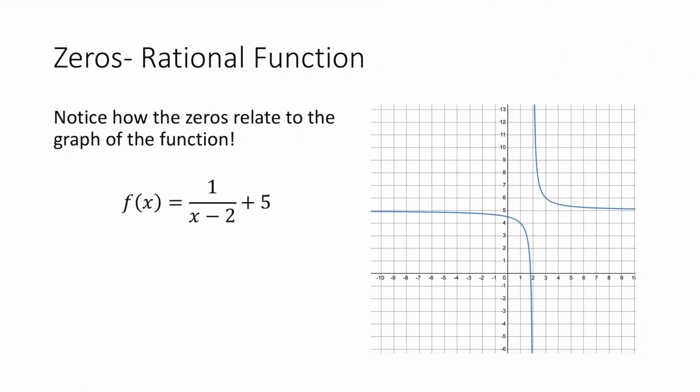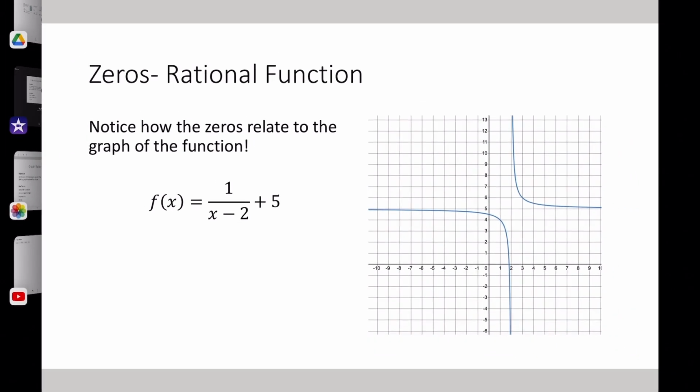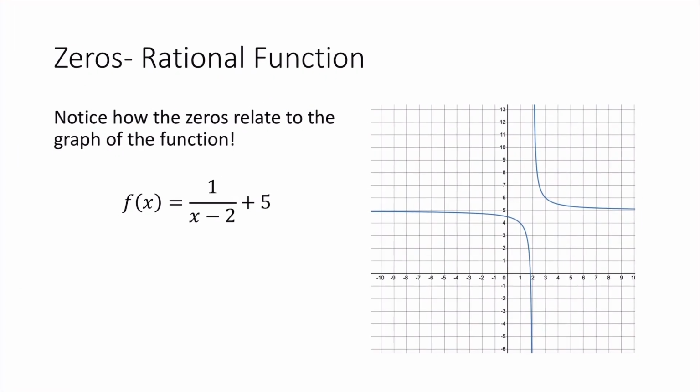So notice how the zeros relate to the graph. We said that it has a zero at 9 over 5. If I look at the graph of this function, right here at 9 over 5, which if you convert that to a decimal is about 1.8, you can see that it does have an x-intercept there. So zeros will tell you the location of the x-intercepts. That's why it's important to find the zeros.